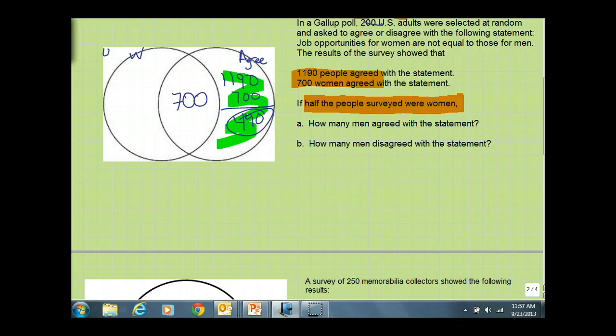And now I need to find out how many go in this section over here. 300. How'd you get that? Good. Because we know that half the people surveyed were women, and there's 2,000 total. And so that'd be 1,000 minus 700, and that would be 300. Okay? Also, how do I find out the total on the outside?